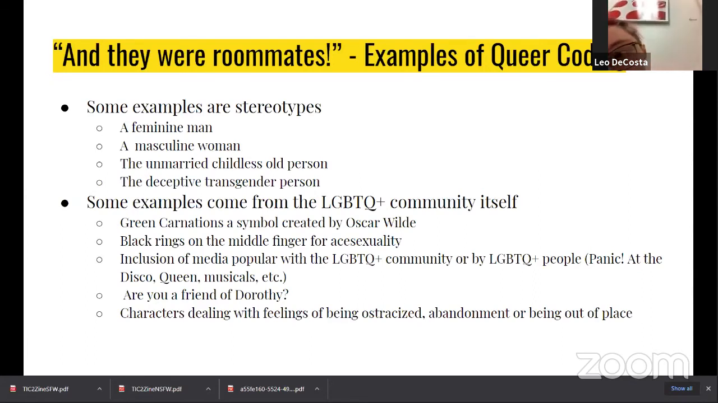Throwing it back to around the Vietnam War, even earlier, is the question, are you a friend of Dorothy? Which many militaries spent millions of dollars trying to figure out who this Dorothy woman was. And then oftentimes queer coded characters will deal with feelings of being ostracized, abandoned, or being out of place. So next slide.